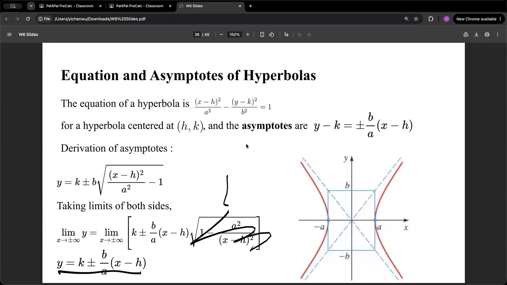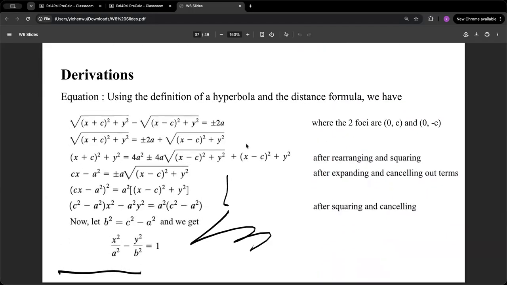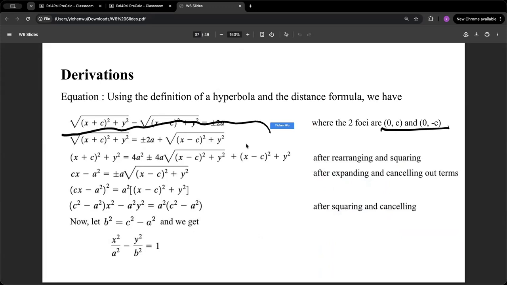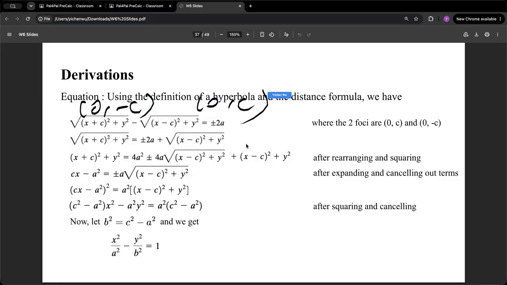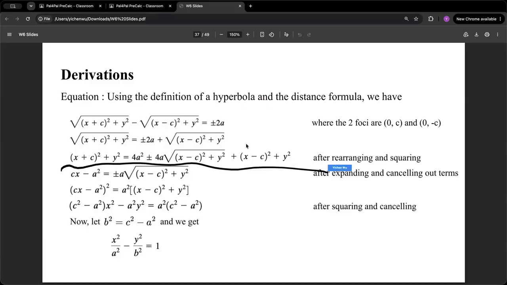Okay, now let's do the actual equation. It's mostly on here, so you can first use the definition. If the two foci are (0, c) and (0, negative c), then you can use the distance formula to get this first equation, because that's the distance from (x, y) to (0, negative c) and (0, positive c), right? And then you can move this thing over here to get the second equation, and then you can square both sides to get this, and then you can expand.